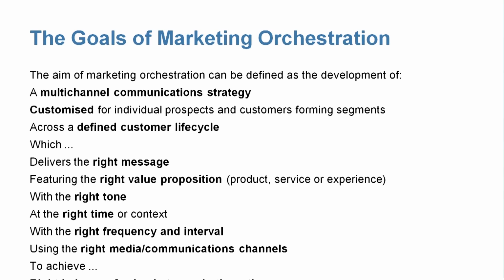So, the aim of marketing orchestration can be defined as the development of a multi-channel communication strategy, customized for individual B2B prospects and customers, forming segments across a defined customer lifecycle, a defined industry segment, or a defined type of usage. The aim of this orchestration is to deliver the right message, to create the right value proposition by combining products, services and experiences with the right tone, in the right context, with the right frequency of interval, using the right media and communication channel.